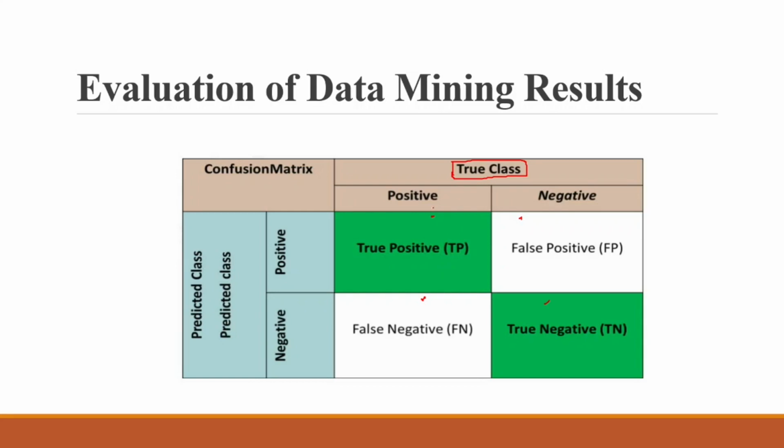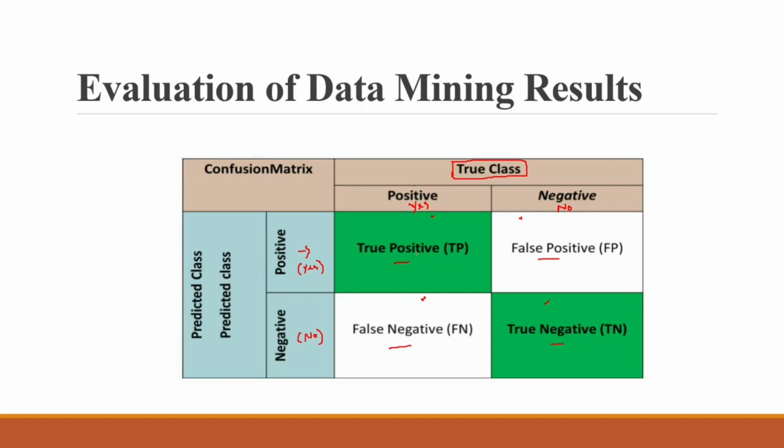In a binary classification I have two possible values: yes, no, true, false, 0, 1, isn't it? So positive and negative. This column represents the positive value, maybe yes, or this may be representing a negative value, which is no. So this is the true class, which is represented in the column, and on the row I have the predicted class. This is what is predicted by the model we have designed. Let me name this predicted positive class as yes, and this is the predicted negative class, and we have four possible predictions: true positive, false positive, false negative, and true negative.